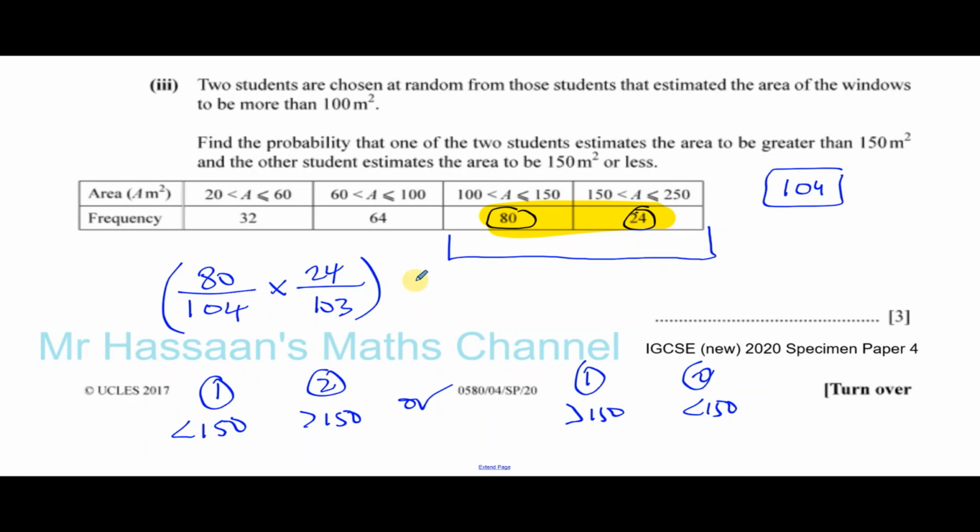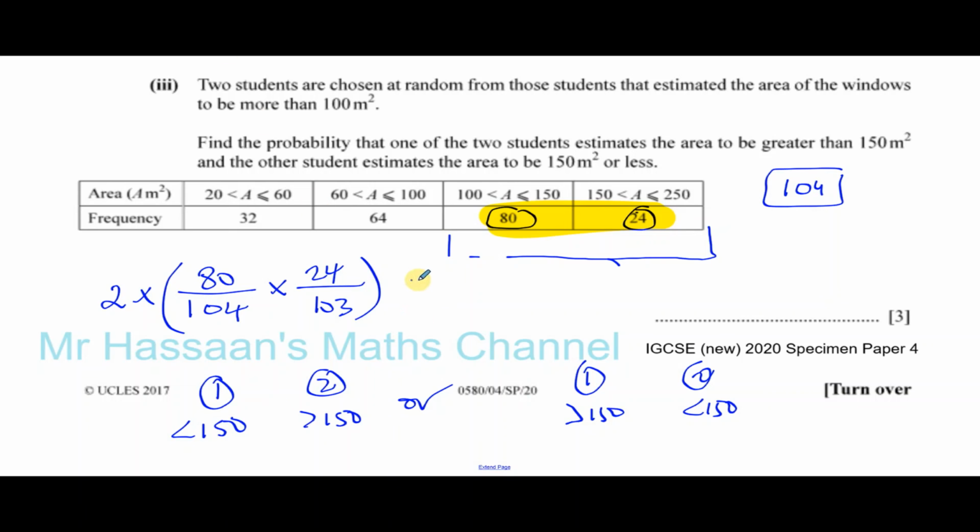So I'll just show you what happens. You'll have 24 over 104 times, and the second one is going to be the ones that chose less than 150, which is 80, over 103. So those are the two possible outcomes, and you can see they'll give you exactly the same answer, because this is 80 times 24, this is 24 times 80, and they're both 104 times 103. So we could have just done 2 times this, because we know there are 2 different outcomes.